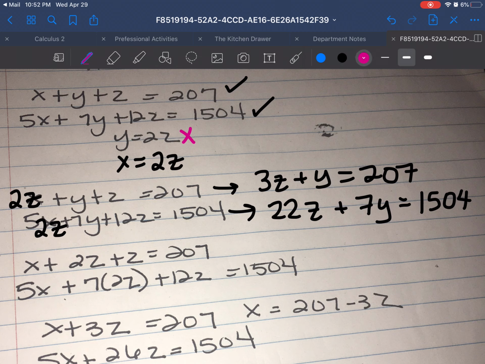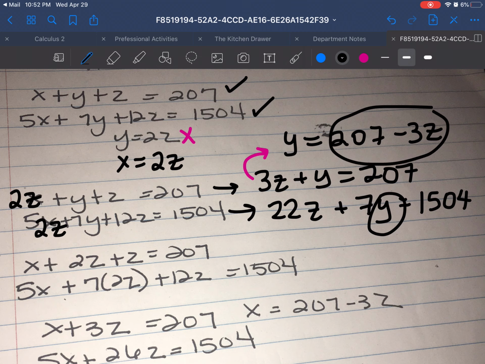So in this case, you can take this first equation right here. I'm going to write it up here. And you can write it as y equals 207 minus 3z. And then replace the y that's in the second equation with this expression, right? So this y you can replace with 207 minus 3z. So that's what I'll do there in the next line.